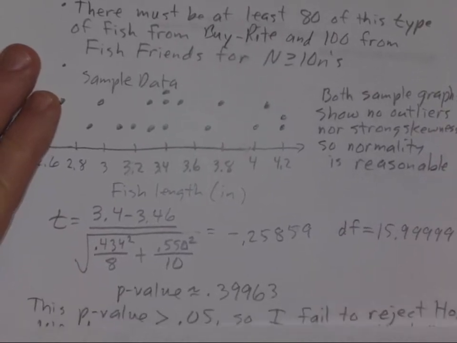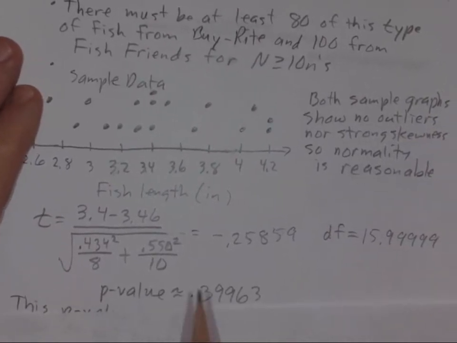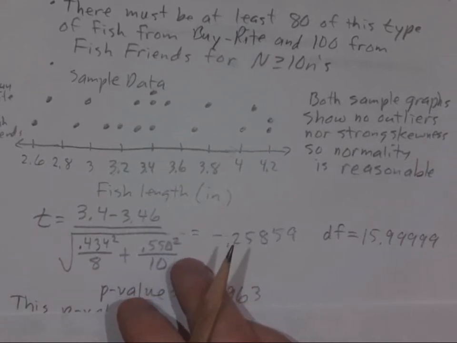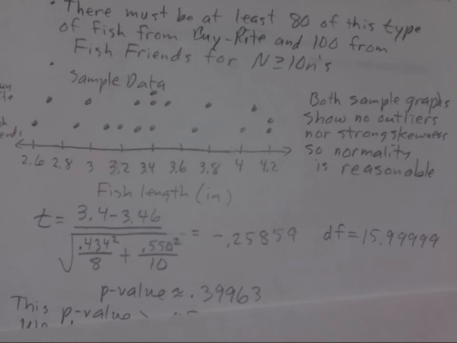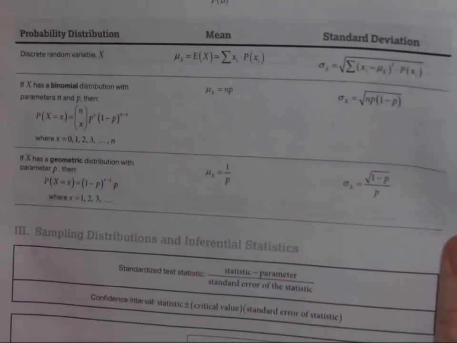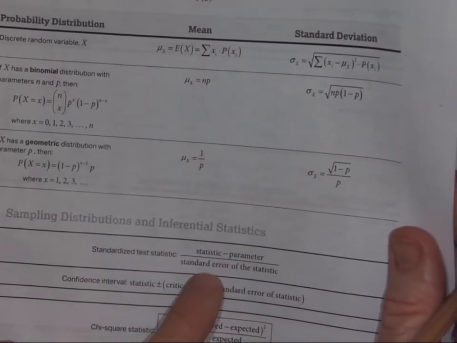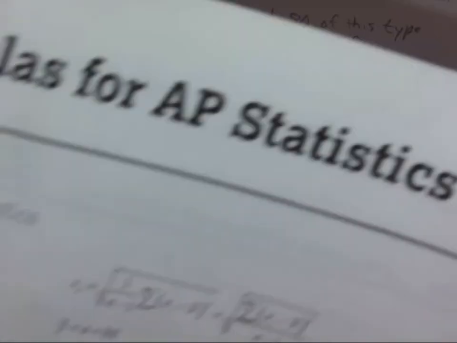So our mechanics is this. There's our formula right there. Let me remind you, it's on your formula sheet, though a formula is unlikely to be on the exam this year. But remember, whenever you're doing a test, you have to compute a standardized test statistic. It's statistic minus parameter over standard error, and the standard error is on the next page.